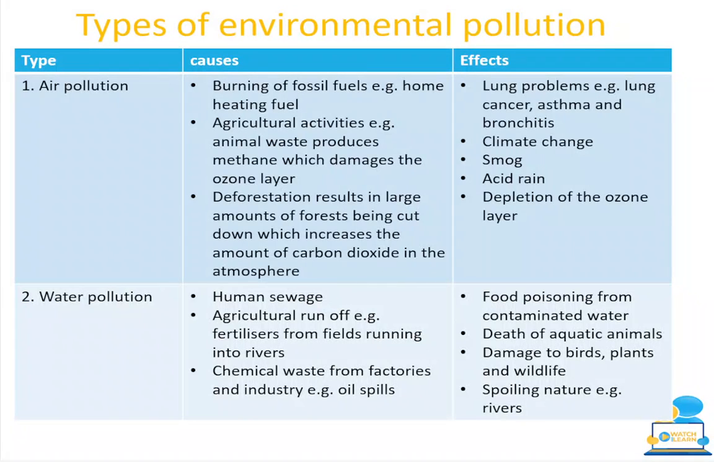The effects of water pollution are food poisoning from contaminated water, such as E. coli, the death of aquatic animals, damage to birds, plants and wildlife, and you're spoiling nature. If you go for a walk and you see a river and it's all green, it means there is a serious amount of water pollution and you should not be getting in that water. So here are the two types of environmental pollution.